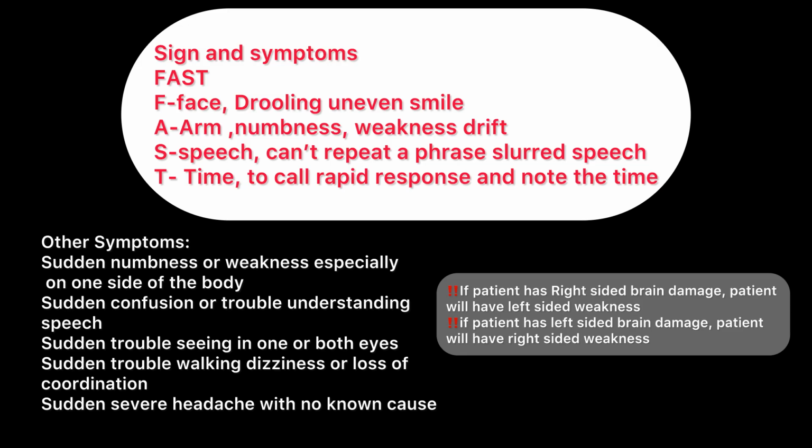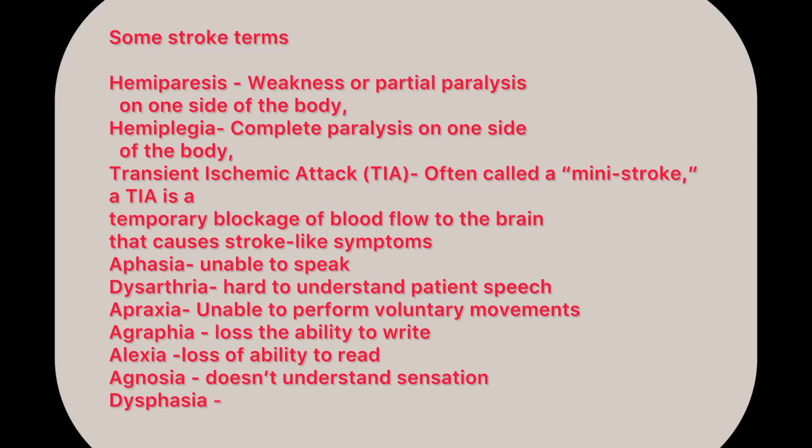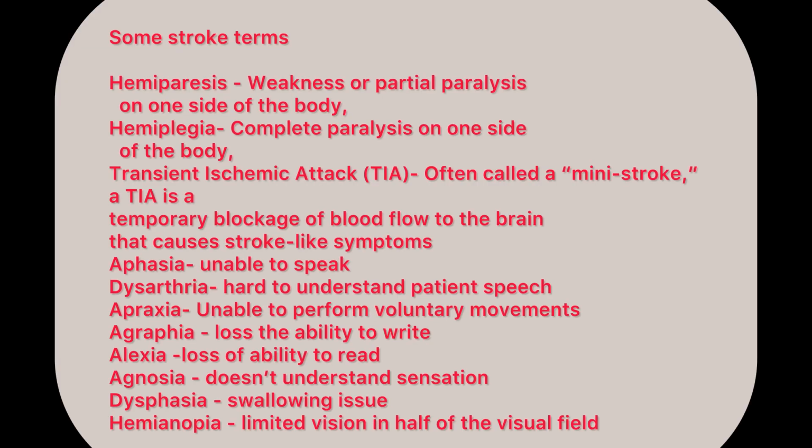And the other signs and symptoms are sudden numbness or weakness, especially on one side of the body, sudden confusion, trouble understanding speech, sudden trouble seeing in one or both eyes, etc. Now let's have some stroke terms: hemiparesis, weakness or partial paralysis on one side of the body; hemiplegia, complete paralysis on one side of the body; TIA, transient ischemic attack, often called a mini stroke.